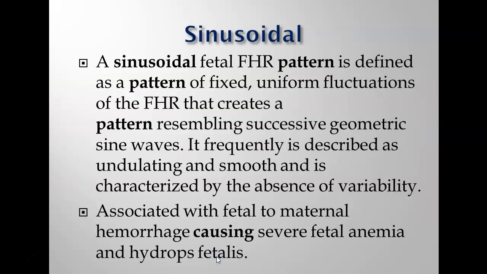There's also a pattern called sinusoidal fetal heart rate pattern, which is defined as a pattern of fixed, uniform fluctuations of a fetal heart rate that creates a pattern that resembles successive geometric sine waves. It's frequently described as undulating and smooth, and is characterized by the absence of variability. So in this case, this baby would have zero fluctuations in the heart rate. This is associated with fetal or maternal hemorrhage that cause severe fetal anemia or hydrops fetalis, which we talked about earlier when we talked about blood incompatibilities and one of the side effects of a blood incompatibility.